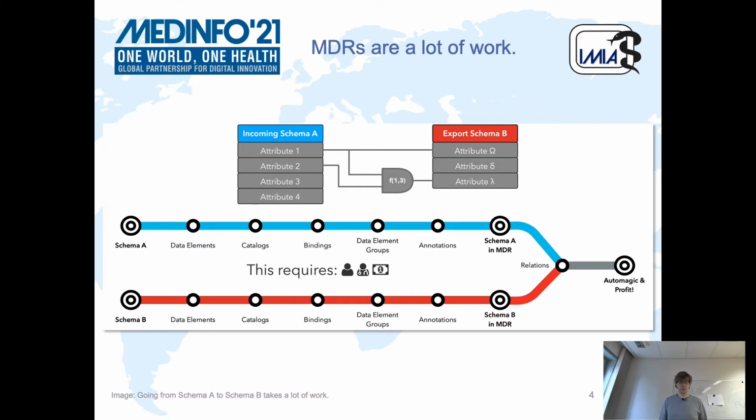If we want to define this kind of mapping, we first have to define both our schemas in terms of data elements and catalogs. Then we have to bind those data elements to the same catalogs. We have to group the elements in profiles and data element groups, and we have to annotate them with SNOMED CT and other standard terminology. And once we have that, we can define relations between those two schemas, which then allow us to take back the information we get from the MDR.